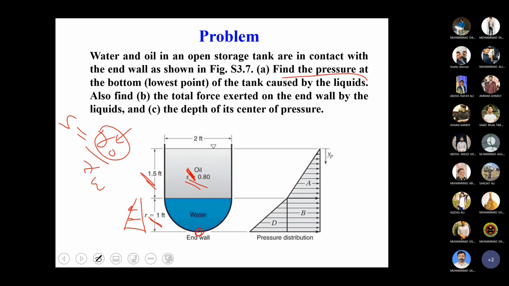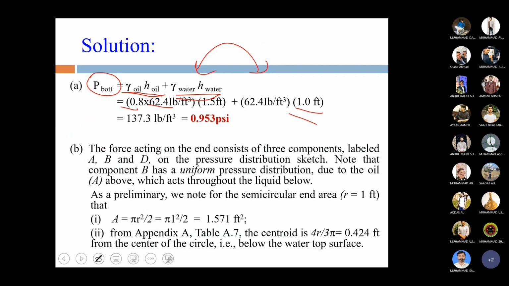Okay, next point is we need to find the total force exerted on the end wall by the liquids. And it means that we need to find the force due to oil, the force due to water, and also the force which the oil actually exerts on the water top surface. So F of A. So here it's written that the force acting, we can first read it.